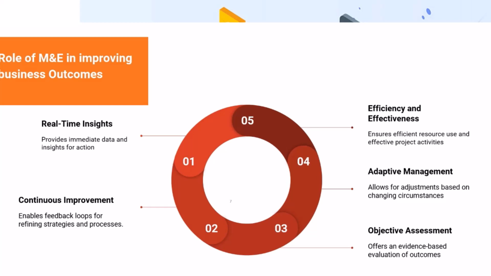Entrepreneurs can refine strategies. One other decision-making strategy of it is efficiency and effectiveness. By tracking progress, entrepreneurs can ensure that resources are efficiently and judiciously used. Adaptive management. M&E facilitate adaptive management, meaning that entrepreneurs can adjust project approaches as needed, responding to changing circumstances.